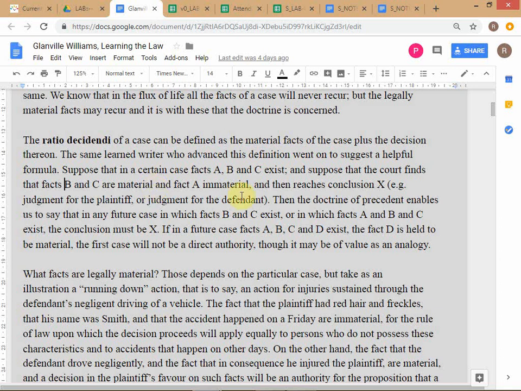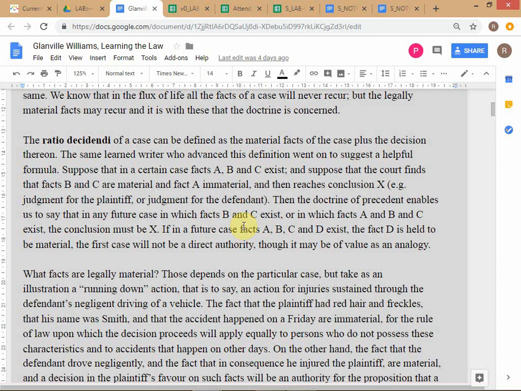If you have a case like this, and the court reaches conclusion X, in this particular case where B and C are material, what the doctrine of precedent is telling you is that in any future case where B and C are the material facts, which means the case is very similar on the material facts, then the court must decide it in the same way as it decided the earlier case. No case is going to be identical on all the facts, but if the material facts are similar, the conclusion here also must be X.